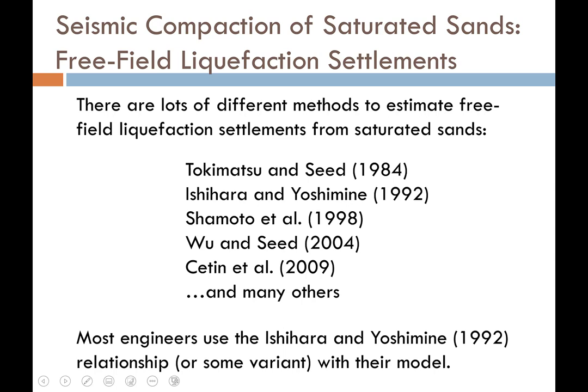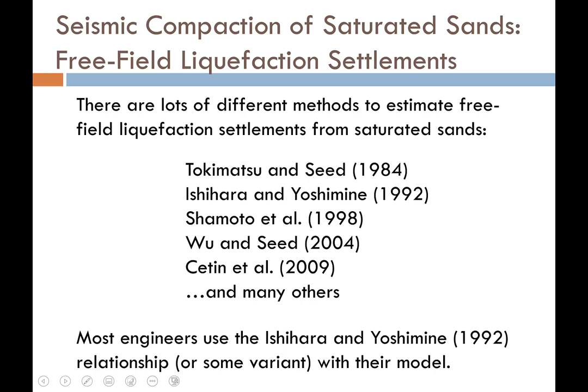Now, most engineers today use one of the original methods that was very, very popularized because it was so simple. And trust me, anything that Ishihara did was like gold. That guy did wonderful laboratory work, and he really is a legend in this field. And so his work and his curves that he did with Yoshimine have survived the test of time. And so most engineers today use Ishihara and Yoshimine.